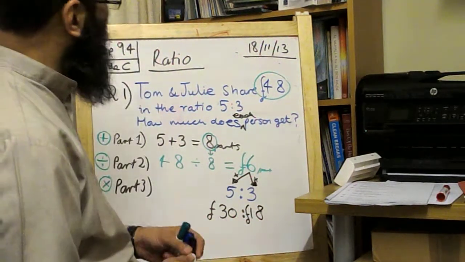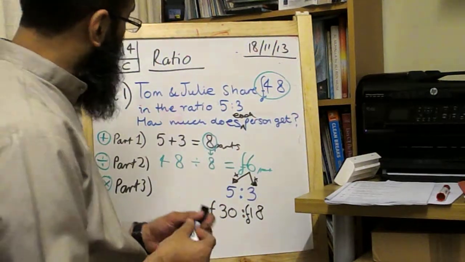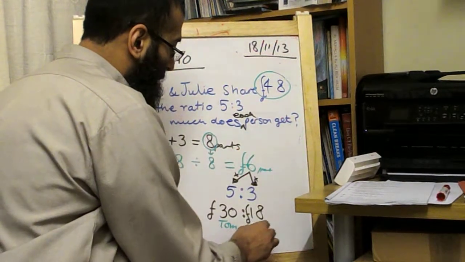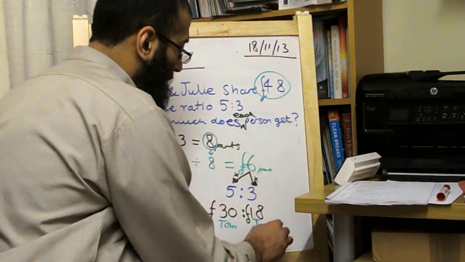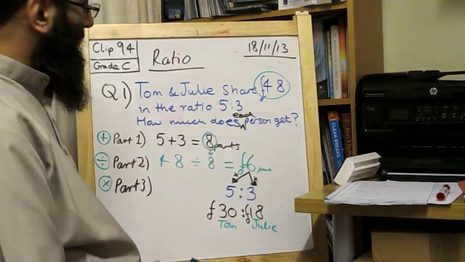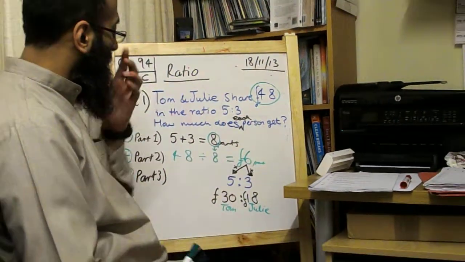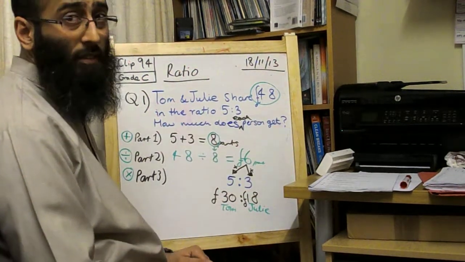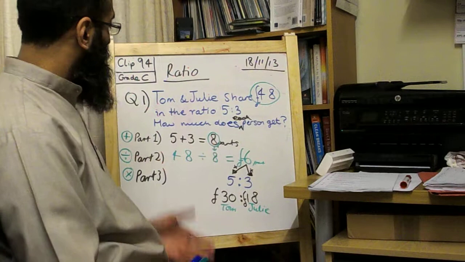So now we know what each person gets. Tom, which is the first part of the ratio, gets £30 and Julie gets £18. That's the end of that question. This is a non-calculator question. It involves nice simple numbers, but there are questions in the exercise which involve a calculator too, but the technique is the same.